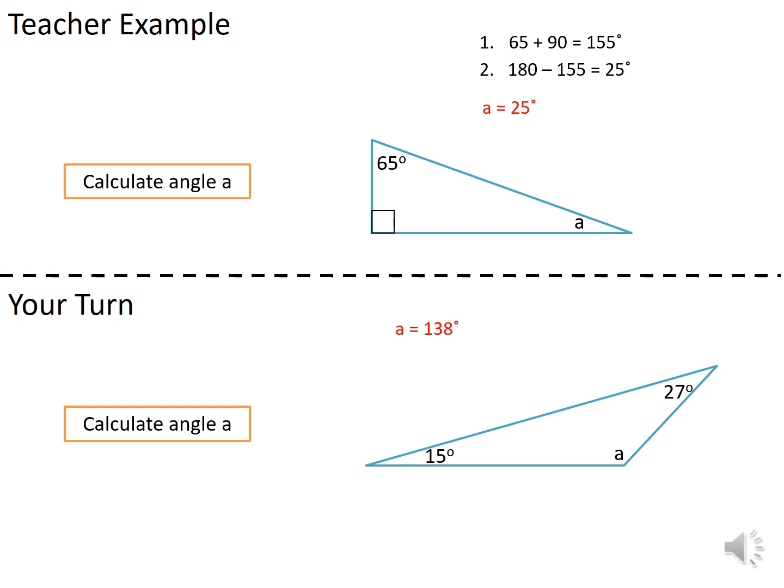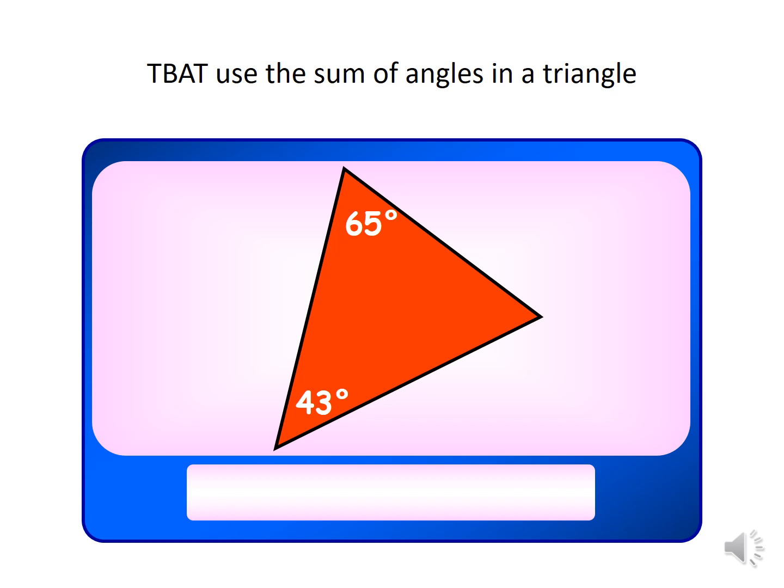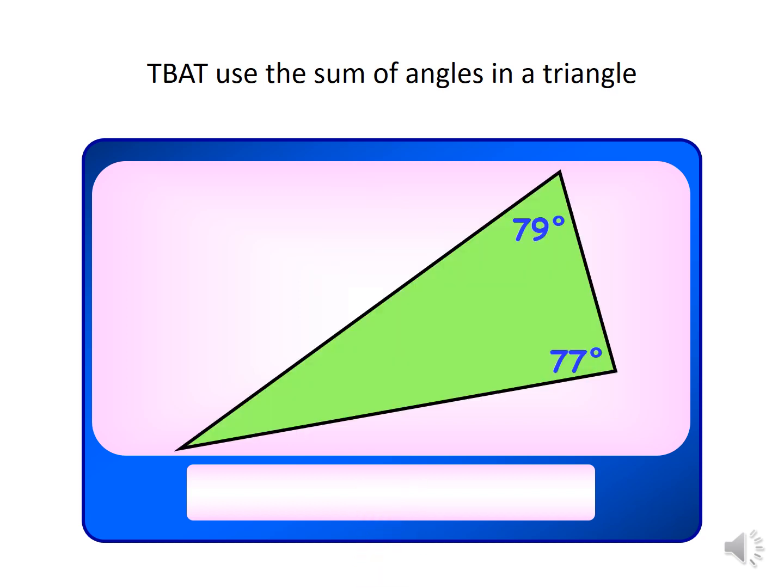Okay, now what we're going to go on to now, I want you guys to do a bit of practice. I want you to pause the video now, have a go at this one, and we'll come back together with the answer. Okay, what we should have got was 72 degrees. Now, try one more, so pause the video now, and then we can move on to the next part. Okay, what we should have got was 24 degrees.